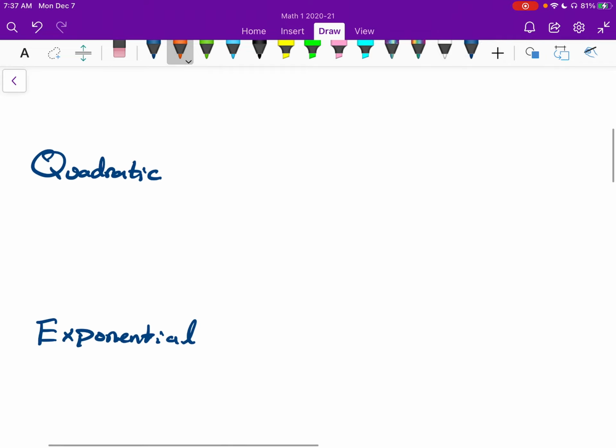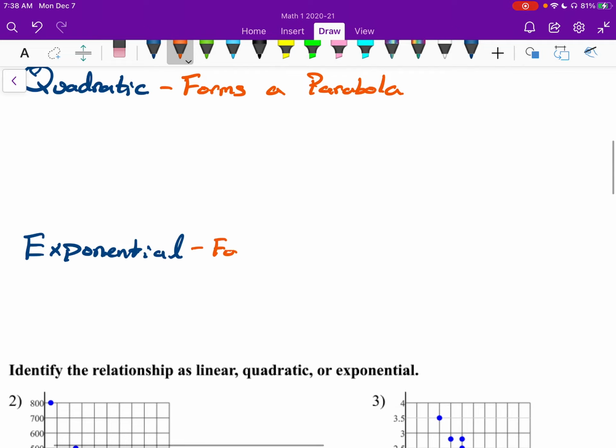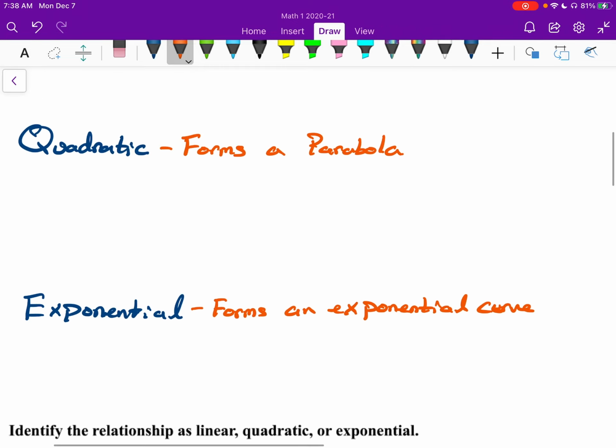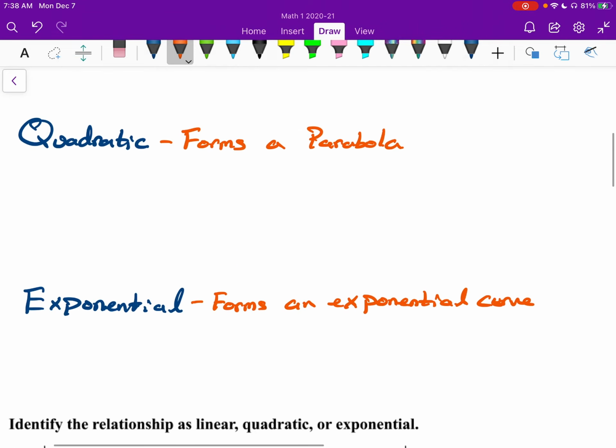It could be quadratic, it forms a parabola. Or exponential, it forms an exponential curve. Okay, lines, I think people are good on. I don't need to talk about those a whole lot. Parabolas and exponential curves probably need a little bit of talking.